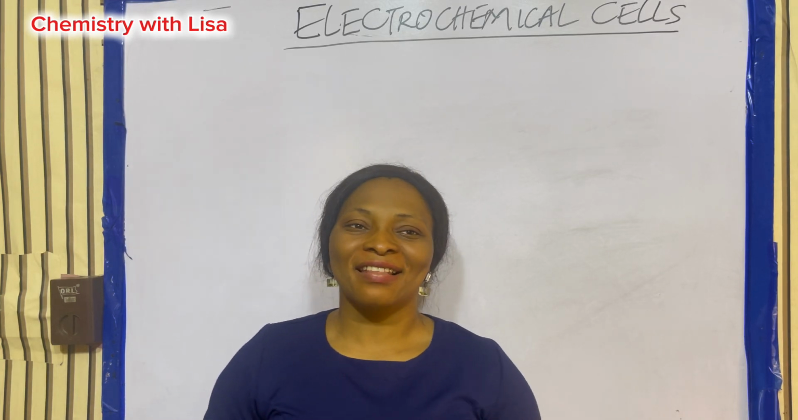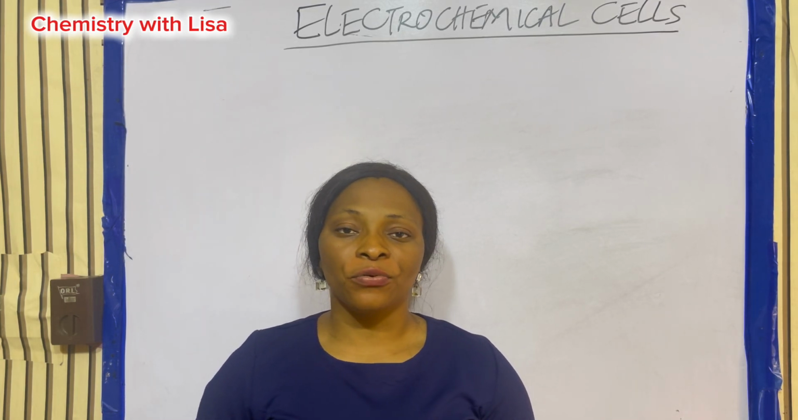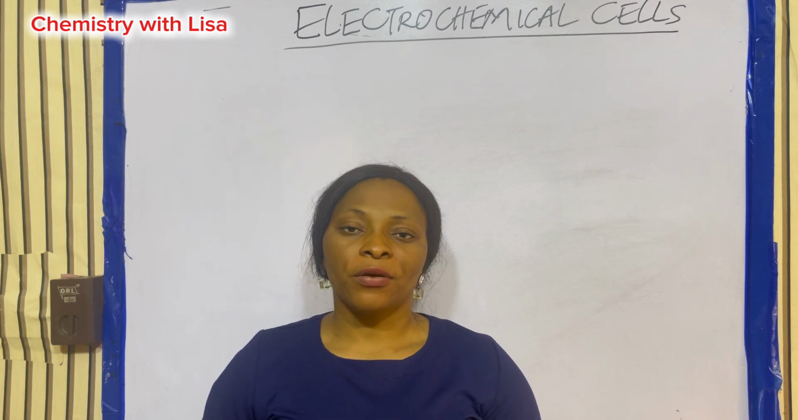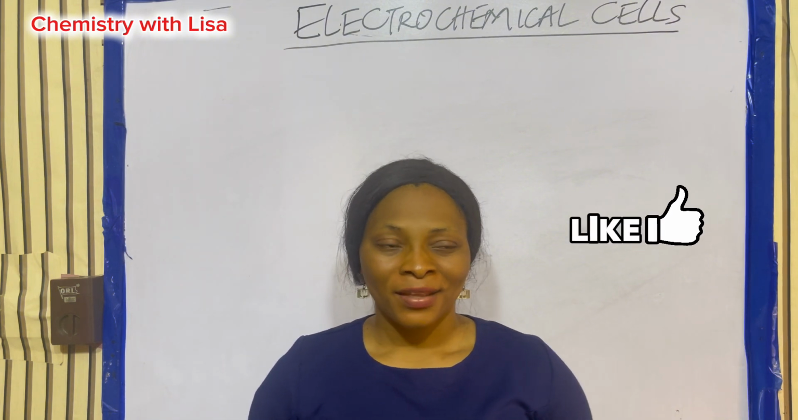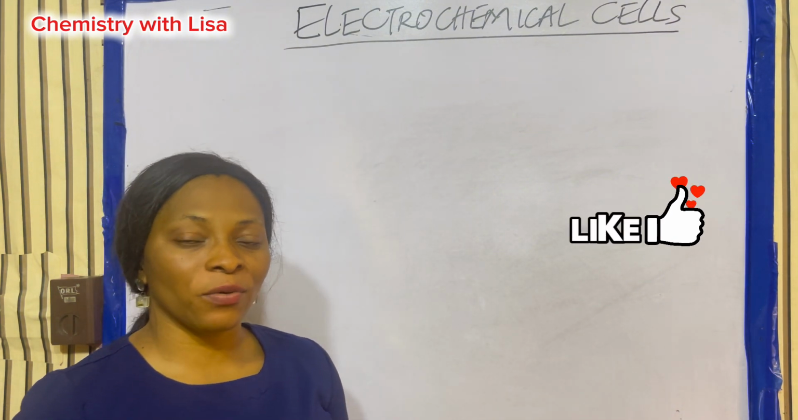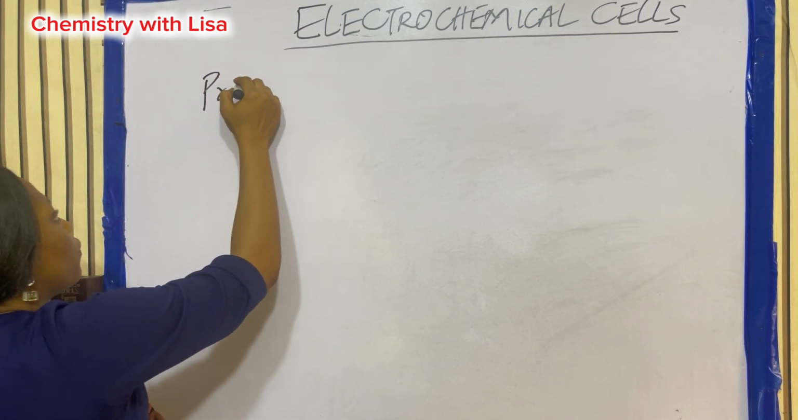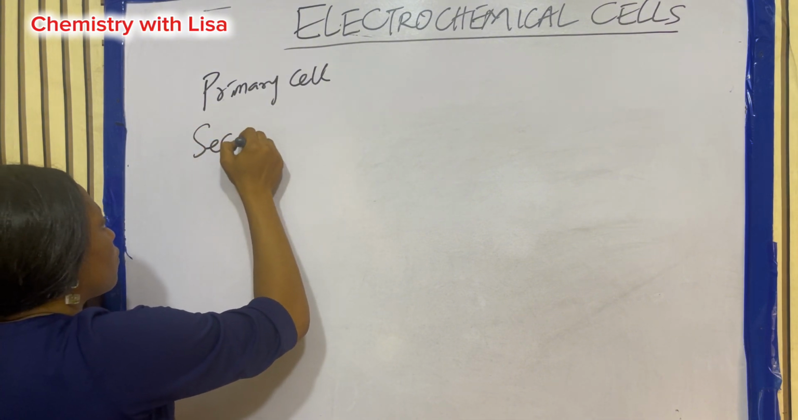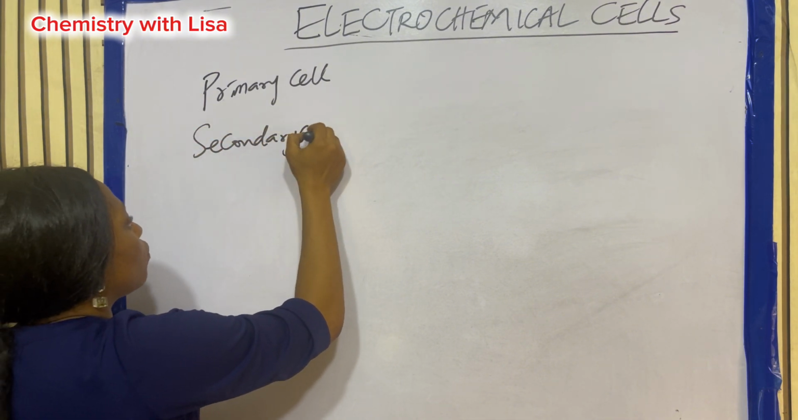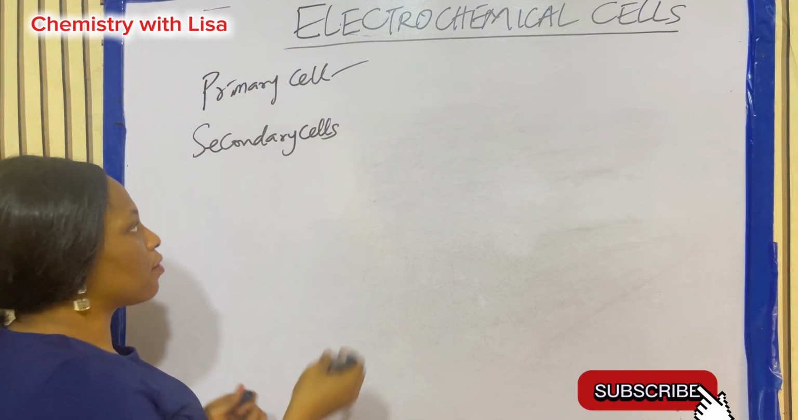Welcome to today's class. In this video, I'll be teaching us on electrochemical cells. Electrochemical cells are those cells that convert chemical energy to electrical energy. Basically, we have two types of cells. We have what we call the primary cells, and the secondary cells. So the primary cells are those cells that when they are exhausted, they cannot be replaced.